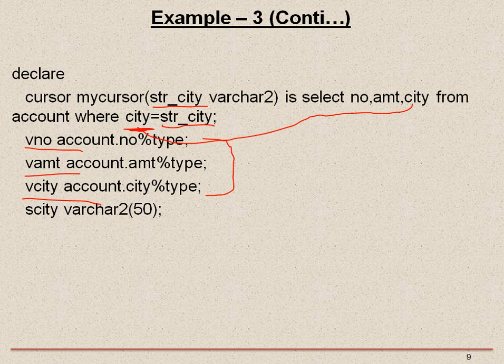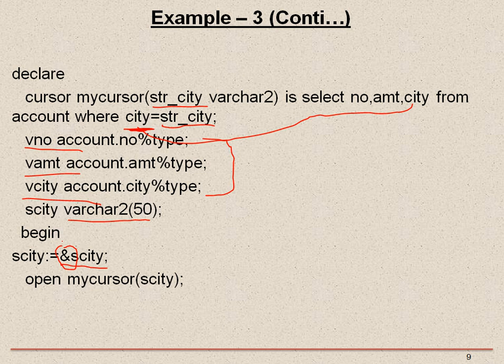Now the third variable I am declaring here is sct, search city, whatever city the user inputs. So sct and its type is varchar with size 50. Now the begin section, and in this begin section I am providing the first statement: sct colon equal to ampersand sct. Note that the ampersand sign is used for taking input from the user. That's why I'm using the ampersand sign. So whenever I execute this program it will wait for user input about a city.